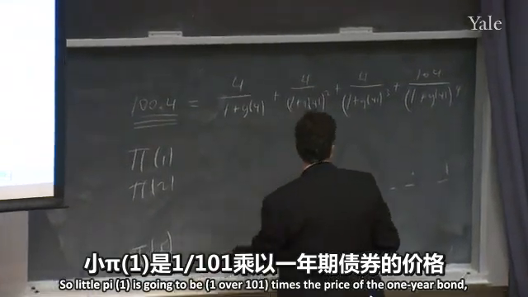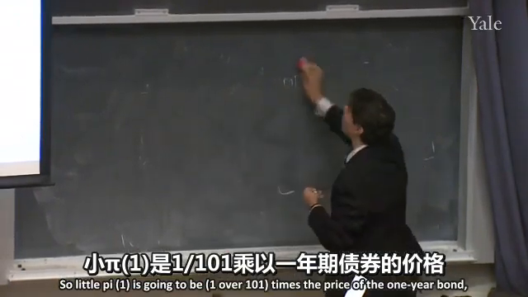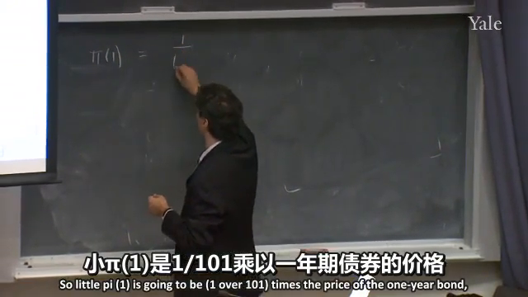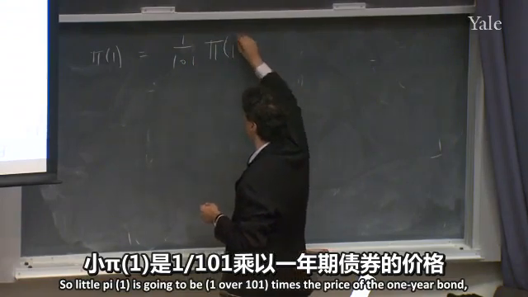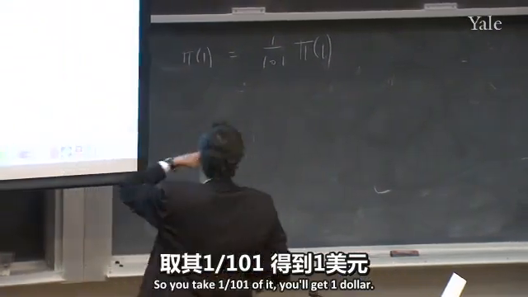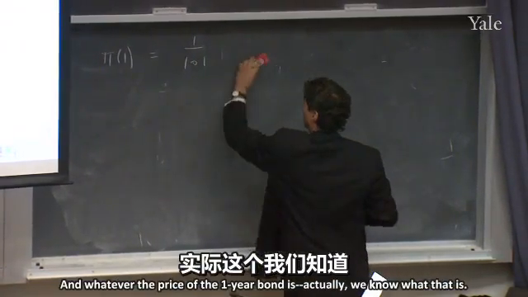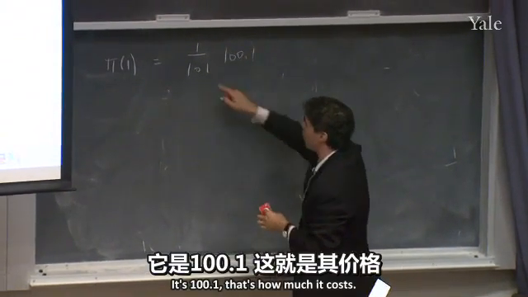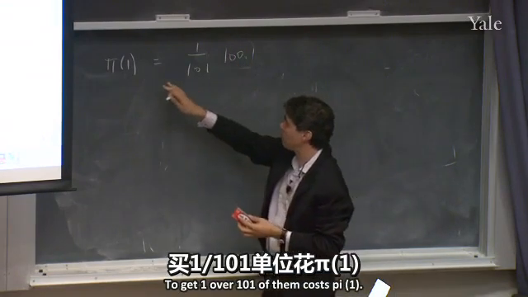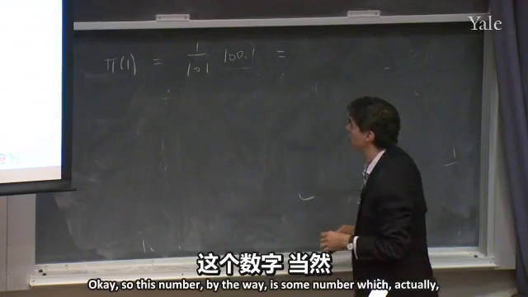So, little pi 1 is going to be 1 over 101 times the price of the 1-year bond, because the 1-year bond is paying $101. So you take 1/101st of it, you'll get $1. And whatever the price of the 1-year bond is, actually we know what that is, it's 100.1. That's how much it costs to buy one of them. To get 1 over 101 of them costs pi 1.